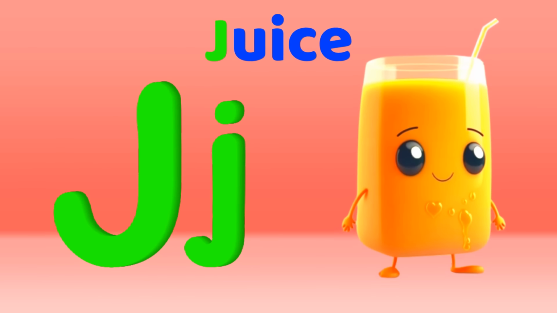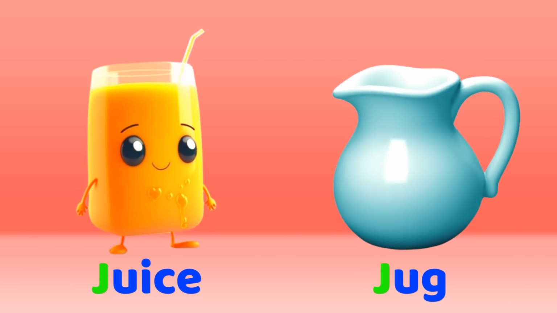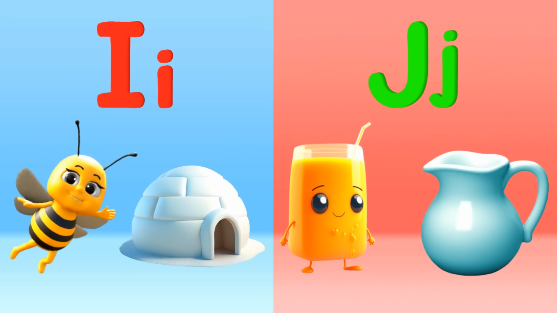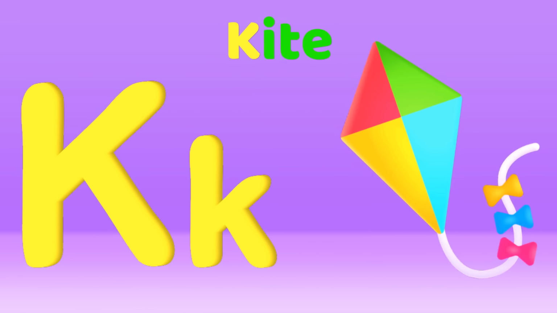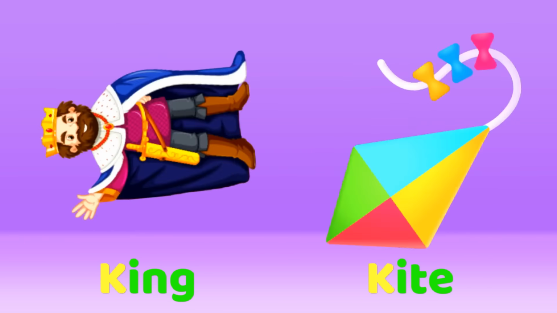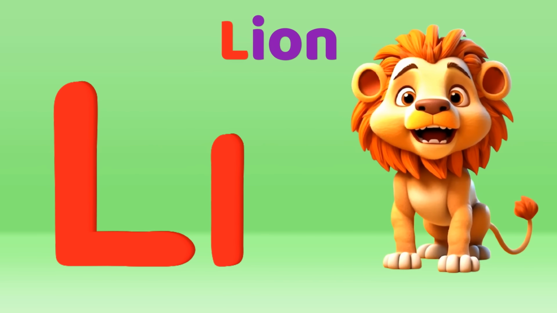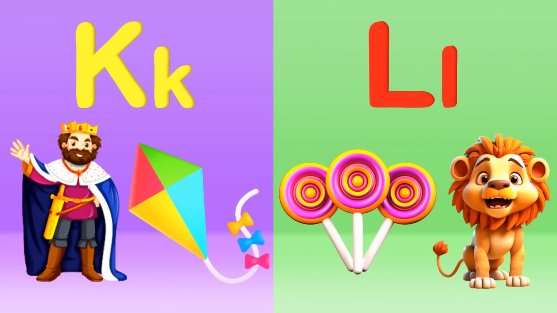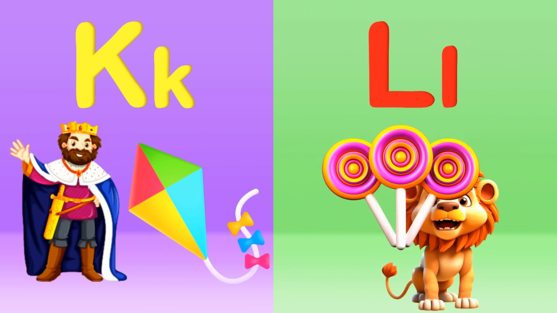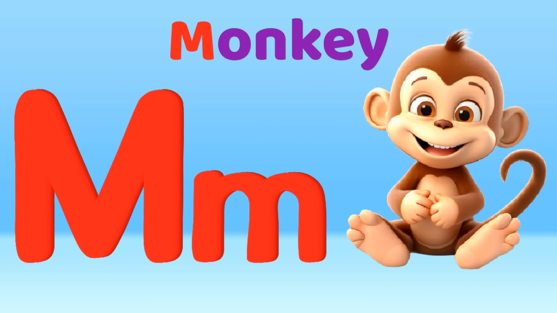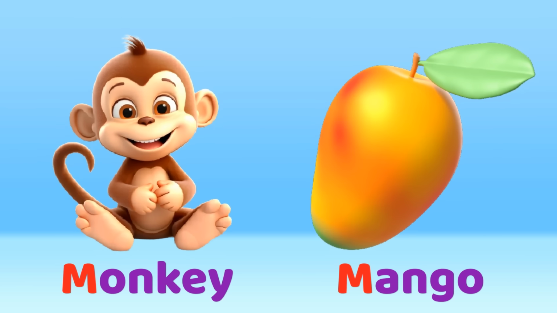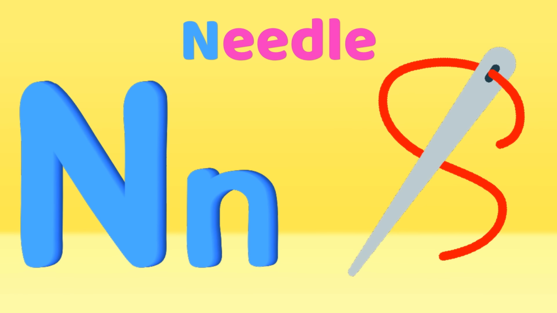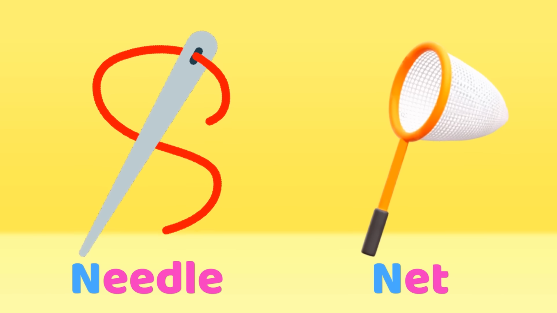J for juice, J for jug, J. K for king, K for kite, K. L for lollipop, L for lion, La. M for monkey, M for mango, ma. N for needle, N for net, na.